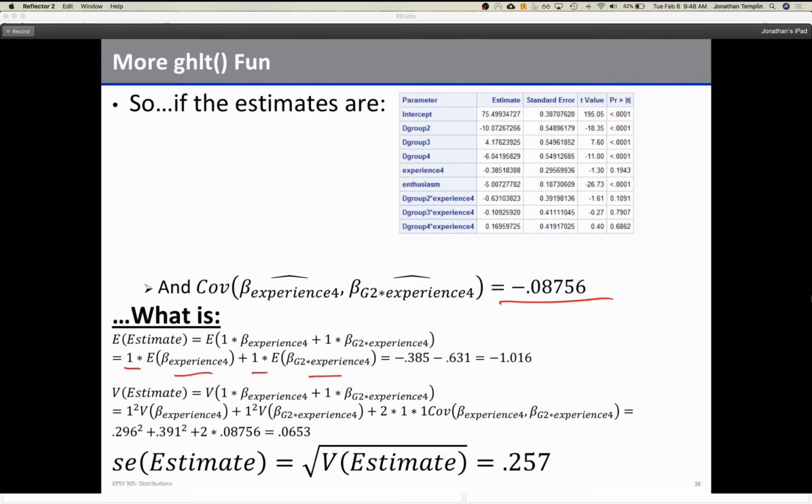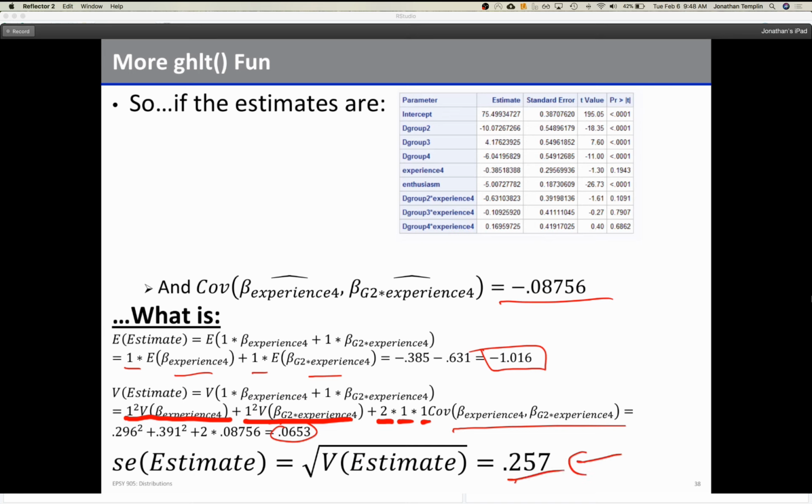So we know the expected value is 1 times the original value of experience plus 1 times the interaction beta weight. Put those together and we get negative 1.016. What do we do about the variance? The variance is 1 squared times the original variance of beta for experience, plus 1 squared times the original variance of the interaction, plus 2 times 1 times the covariance between the two, which would give us a variance of 0.0653, or a standard error for that new estimate of 0.257.